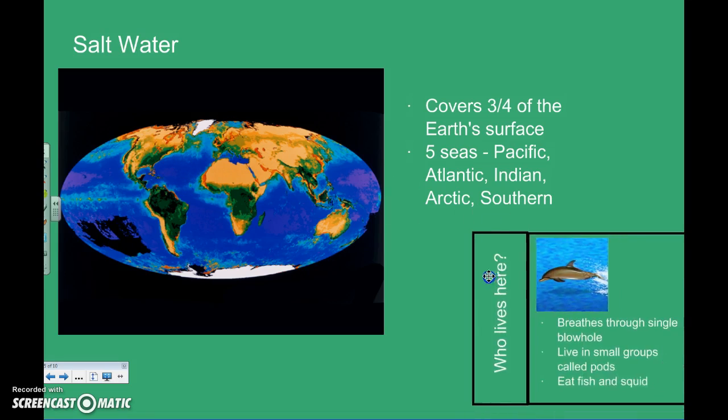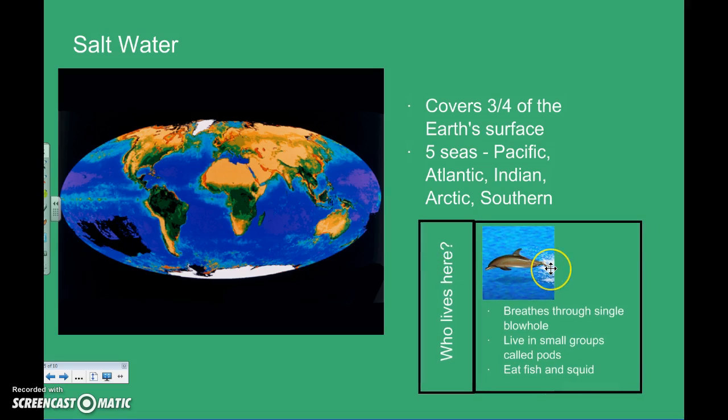An animal that lives in saltwater would be a dolphin, and they breathe through a single blowhole, and they live in small groups called pods. They eat fish and squid. Have any of you ever seen a dolphin? I know I have. They're pretty cool when you see them. I've seen them in the Atlantic Ocean.